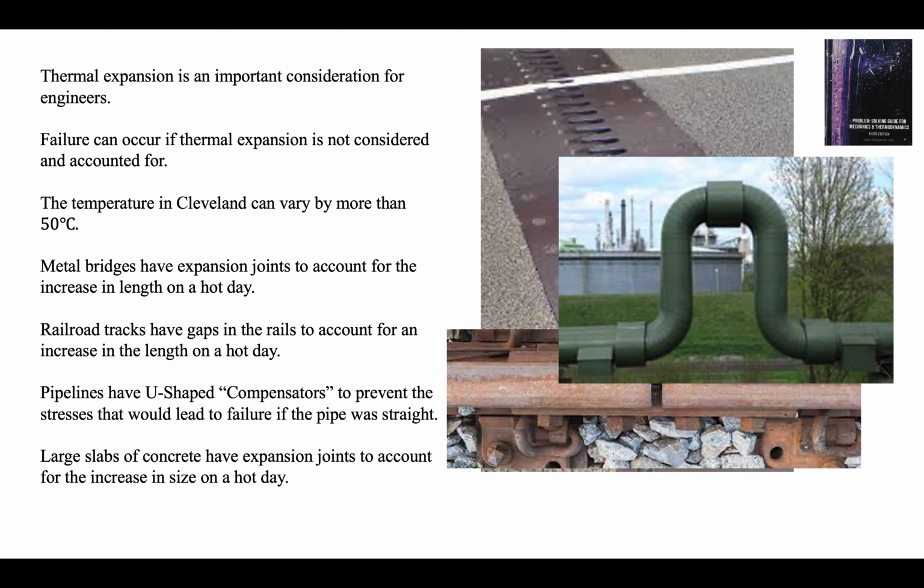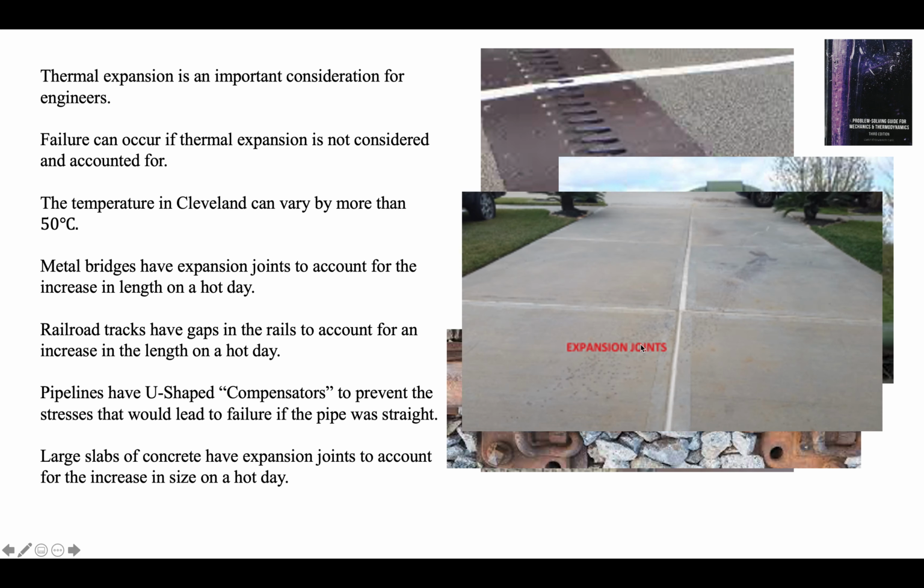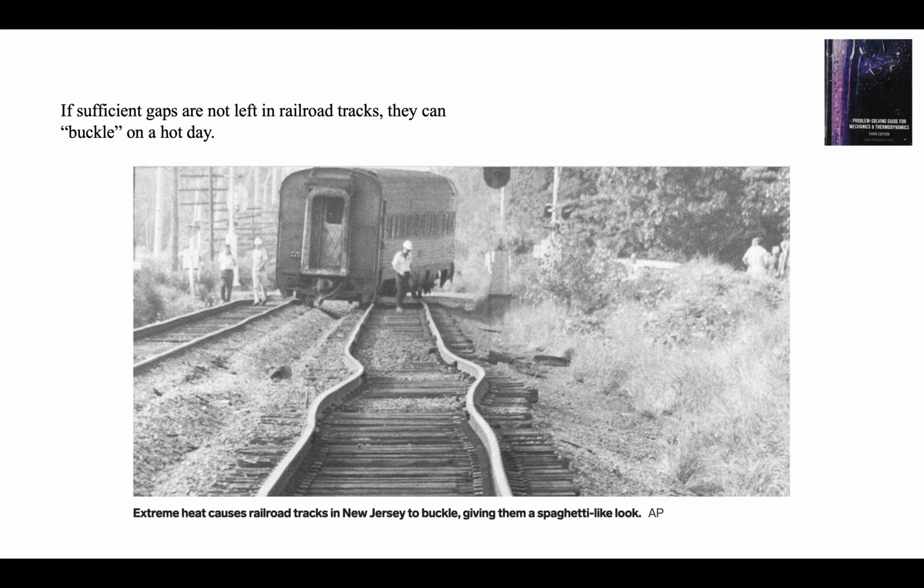Big slabs of concrete in a driveway or, for example, an airport runway have expansion joints to account for the increase in the size of the concrete on a hot day. If you don't leave sufficient gaps in the railroad tracks, they can buckle. Here's an example. A hot day in New Jersey. This buckling caused a derailment. When iron wants to expand, there's not much you can do to stop it. It will actually bend. A tremendous force caused this track to bend.